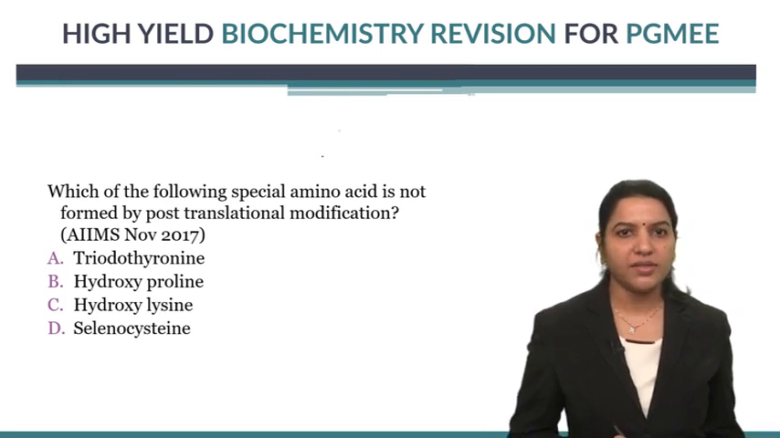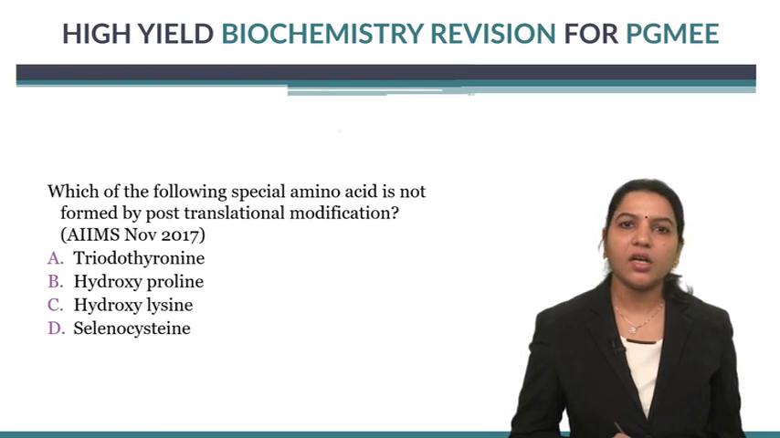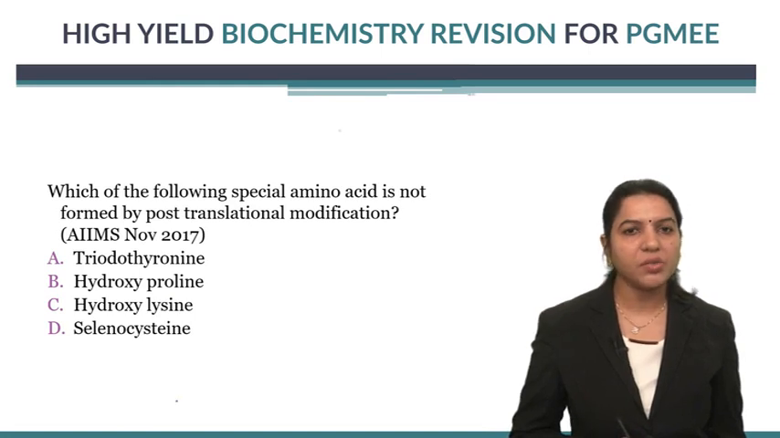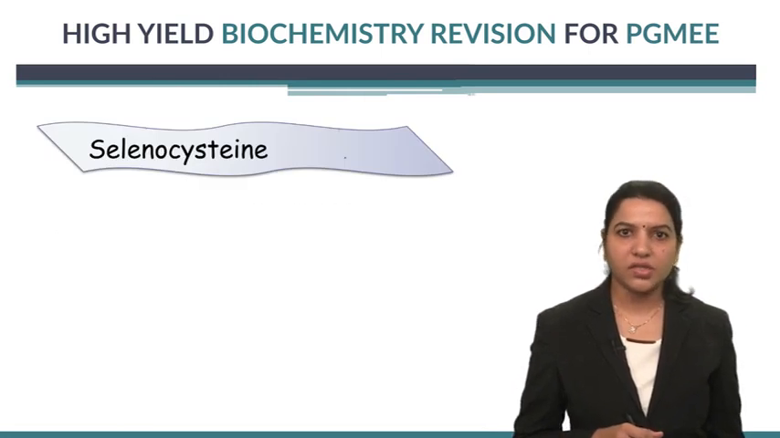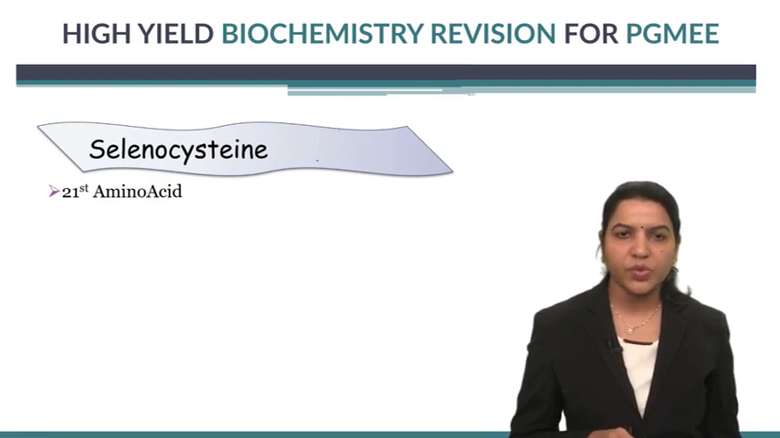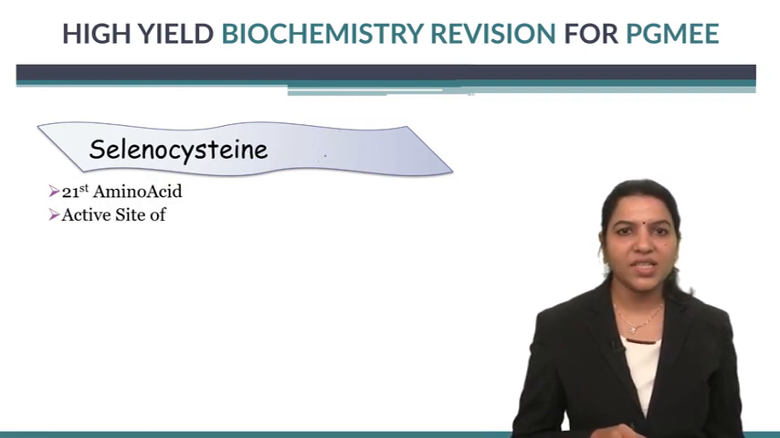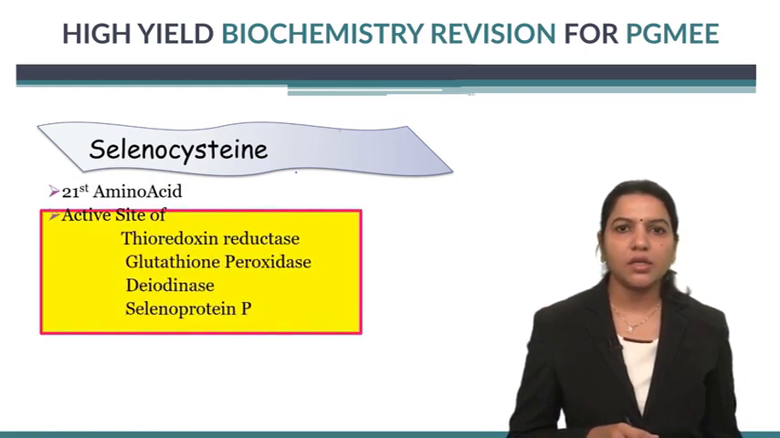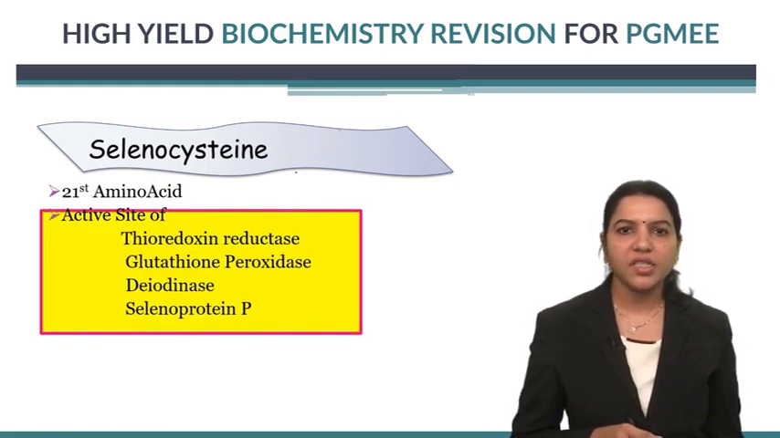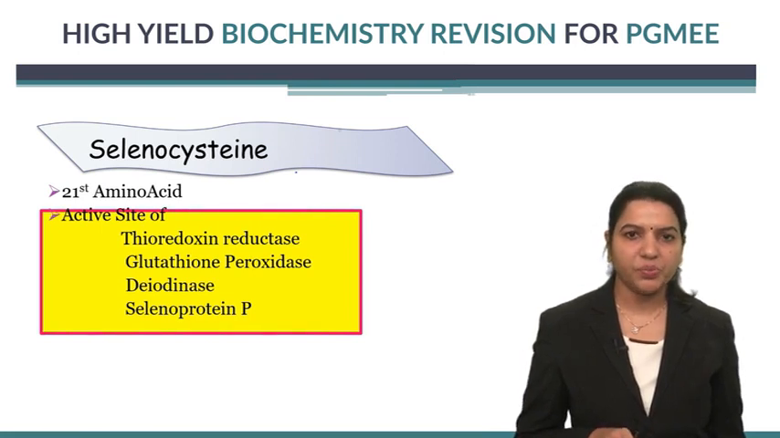Hydroxyproline and hydroxylysine, definitely they are the derived amino acids and they are formed by post-translational modification. And what is remaining now is the option D, that is selenocysteine. So we'll see how selenocysteine is formed. The selenocysteine is the 21st amino acid. It is seen in the active site of thioredoxin reductase, glutathione peroxidase, deiodinase, selenoprotein P.